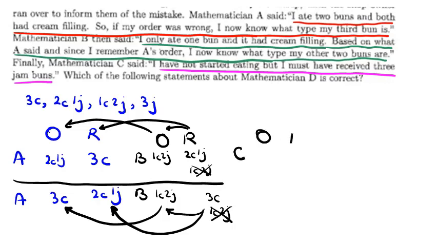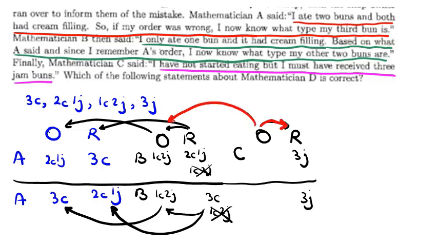Now C. "I've not started eating, but I must have received 3 jam buns." So he knows it is 3J he received in both cases. 3J. And we know this order is not equal to this one. Let me write with red. Is not equal to this, is not equal to this order, because orders are different, is not equal to this order. So 3J, 1C2J, 2C1J. So what is left here?